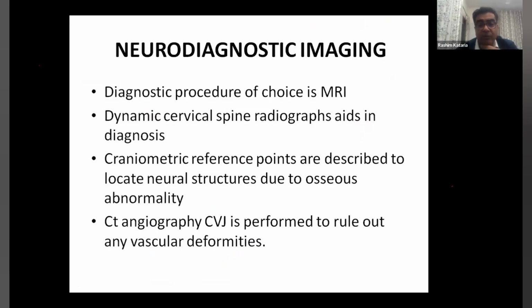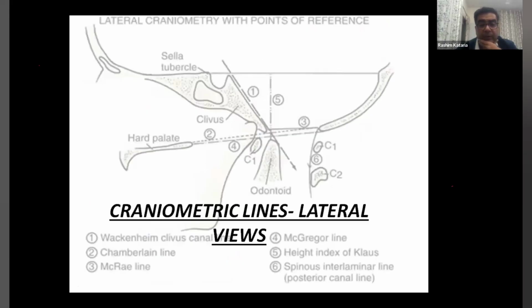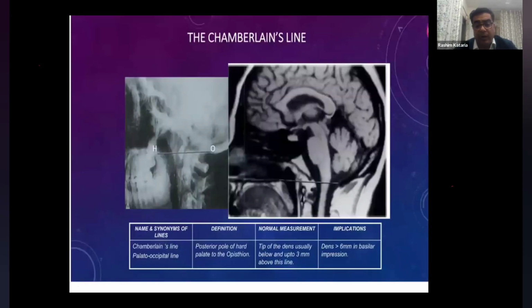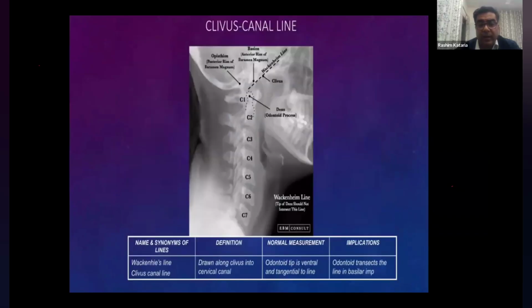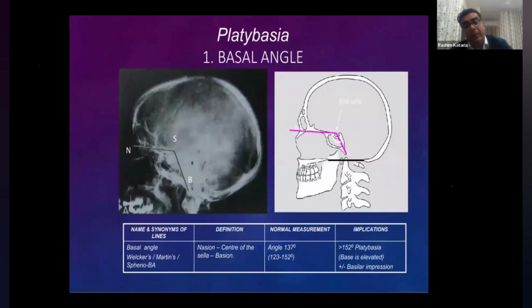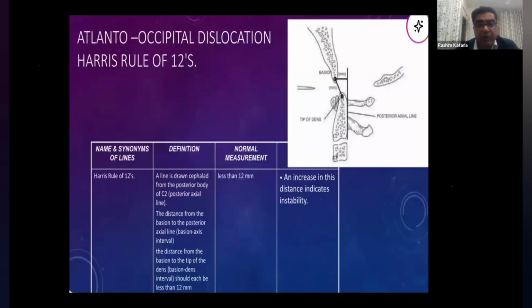MRI is the choice when there is an established disruption of the craniocervical region. CT scan is used to rule out injuries of the vessel. I would not like to go into these craniometric lines because of time constraints. This is Chamberlain's line, which we should know. This is the McGregor line, McRae's line, then the clivus canal angle. These are very helpful in the diagnosis and in the follow-up when you treat the patient. So you should follow the patient on these variables.